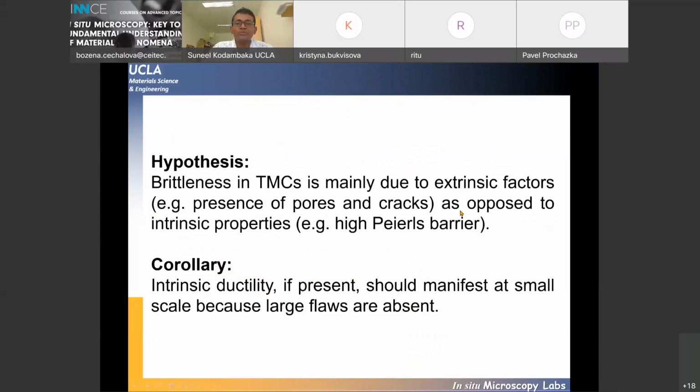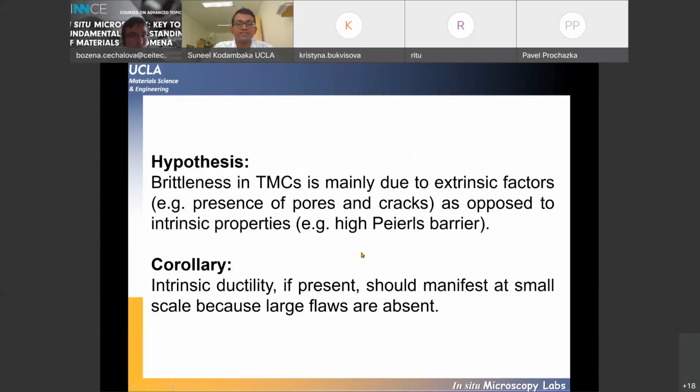Okay, so our hypothesis was that, well, maybe these transition metal carbides are not brittle to start with, but all the papers that have reported on brittleness may have to do with bulk defects that may be present in them that lead to the premature failure of these materials.